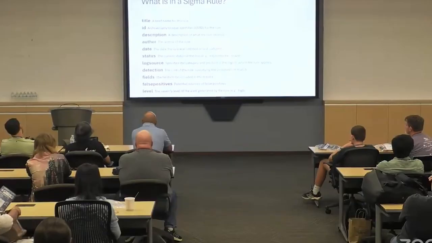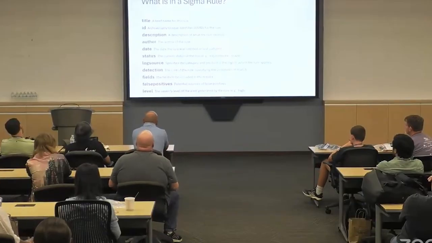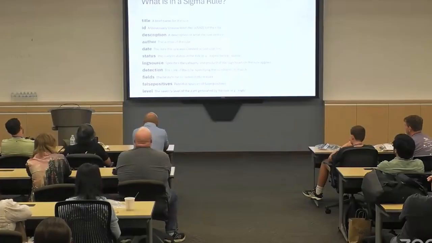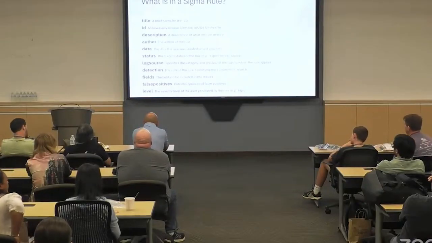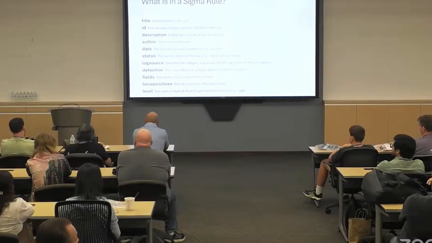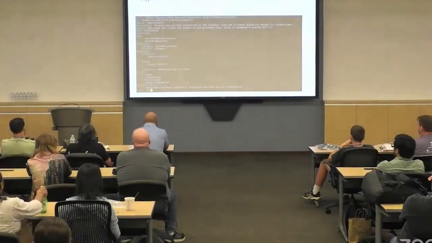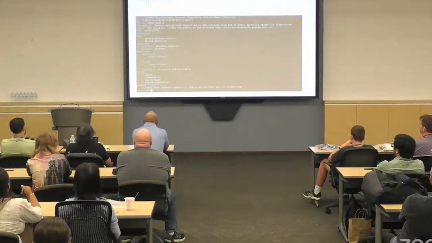So what's in this Sigma rule? You have a title line, author, date, status, what log source you want to pull up, and detection. Detection is where the meat and potatoes are. This is the logic behind the rule. And then you have what fields you want to output, and false positives. This is a basic example of a rule.